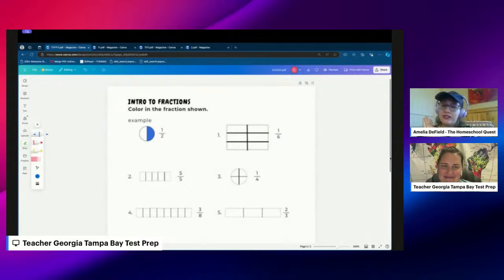So, Teacher Georgia, it looks like we have a couple more people that joined. She was just asking you guys to share in the comments what you already know about fractions and how you would explain fractions to someone who doesn't know what they are yet. So Ty says that it is the bottom number. The denominator is definitely the bottom number. Well done. If the denominator is the bottom number, then what's the numerator?